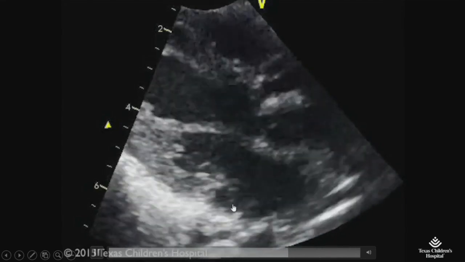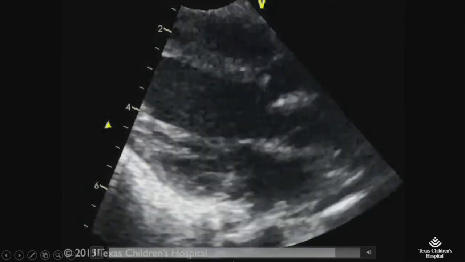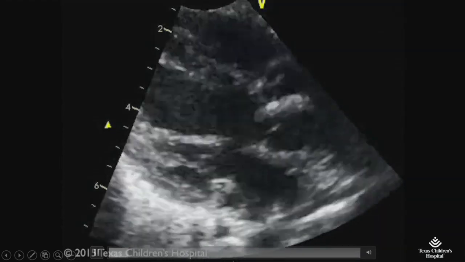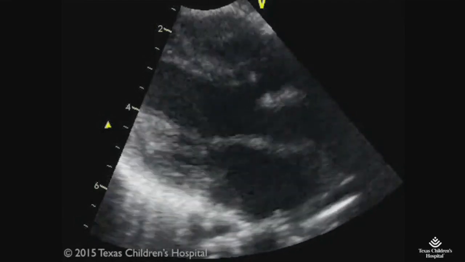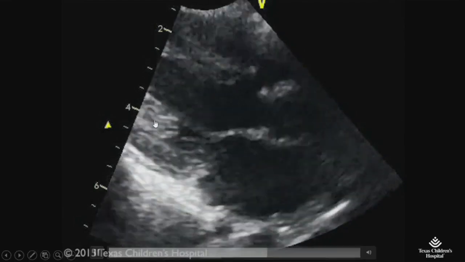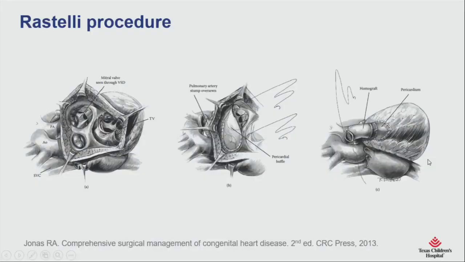So a lot of the patients that initially seem like the left ventricular outflow tract is not going to allow you to do an arterial switch can actually get an arterial switch with some degree of resection. Now, if the obstruction is significant, then you have to resort to different procedures. So the Rastelli procedure, which is also used for many other diseases, can be used for this condition.